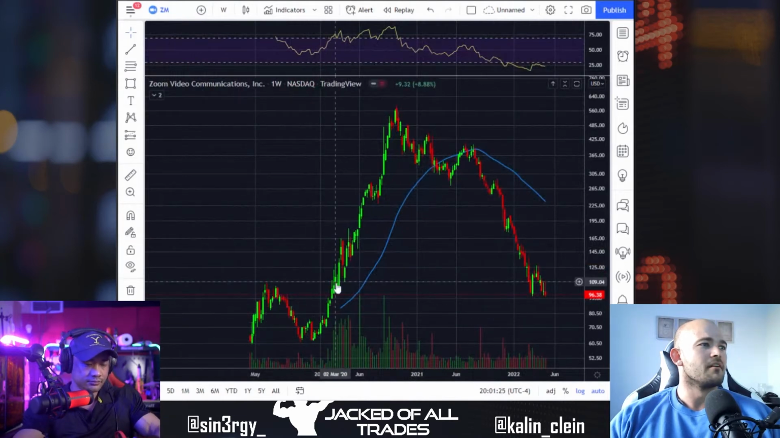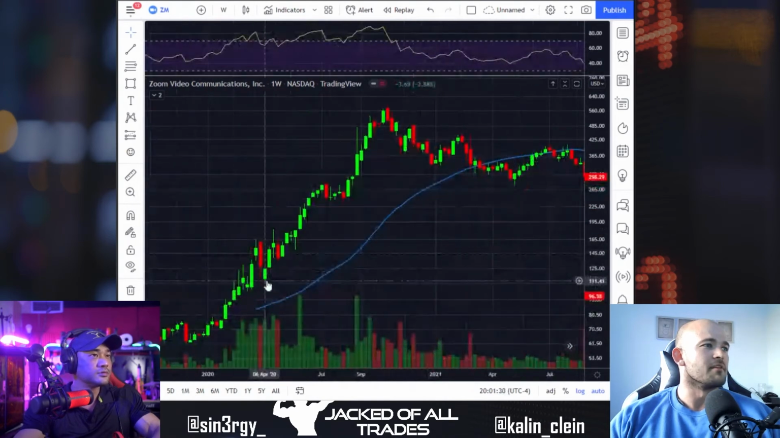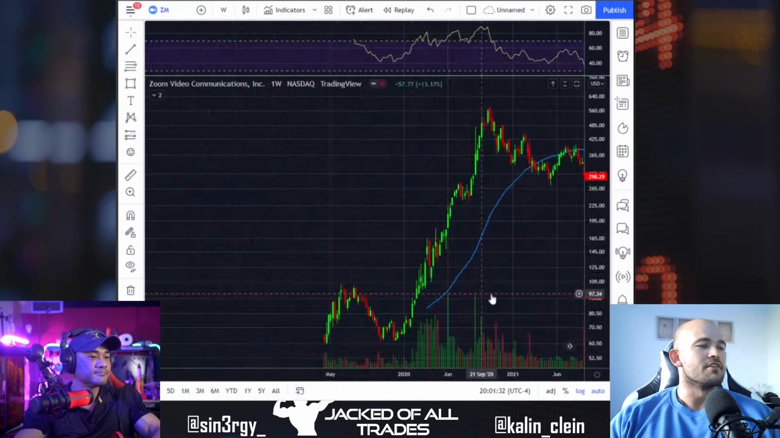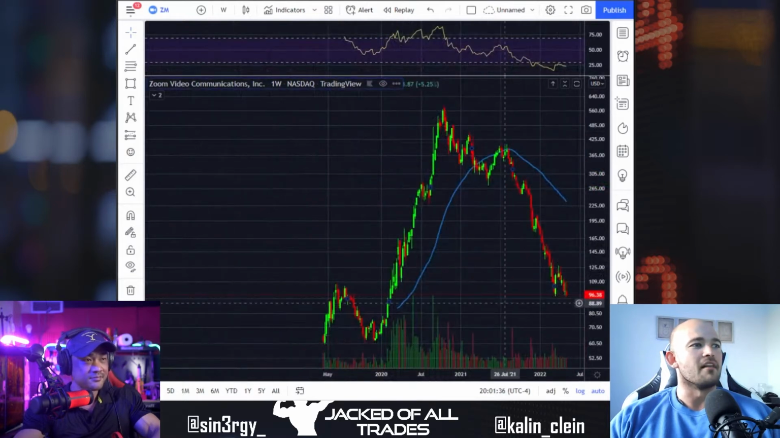February. Oh, it didn't even really dip this one. March, yeah. This one only dipped a little bit. So COVID lows, $110, went all the way up to 550, and now we're back down below that level again.